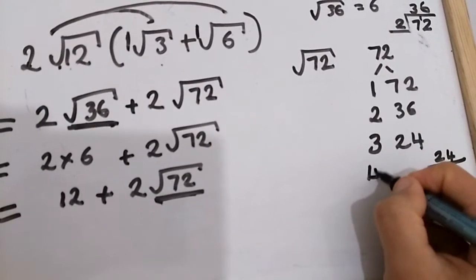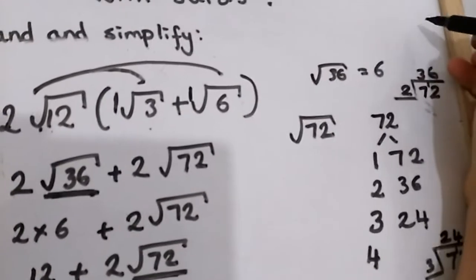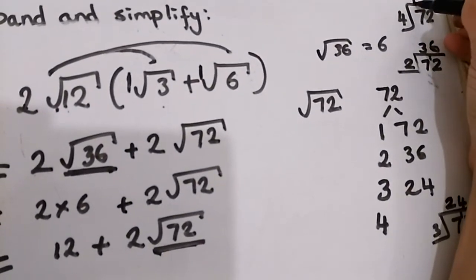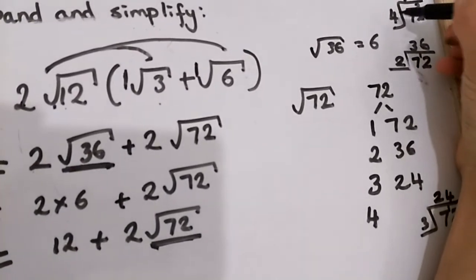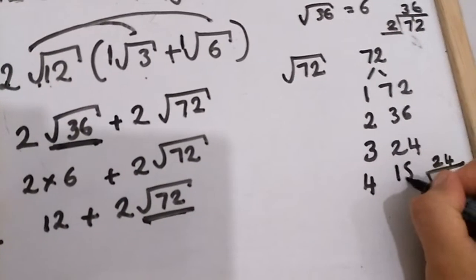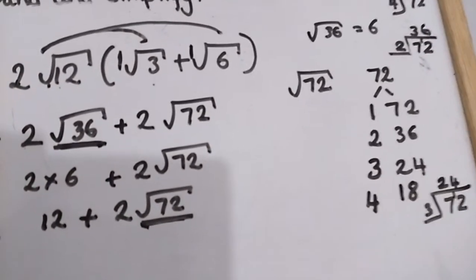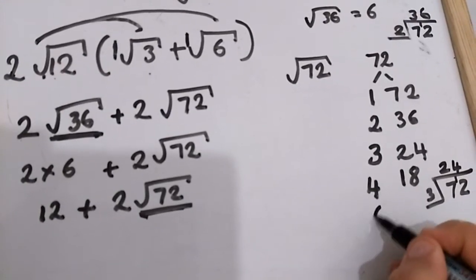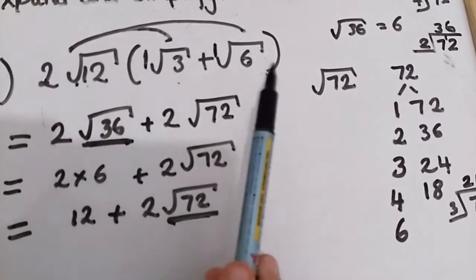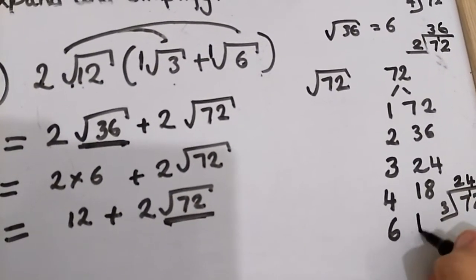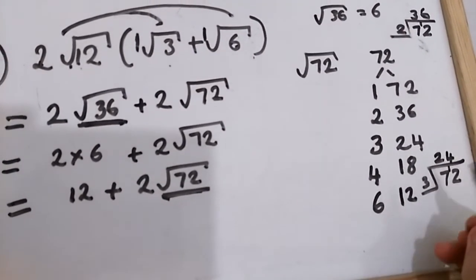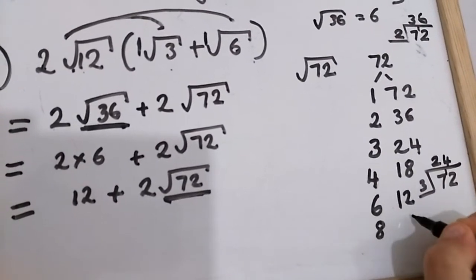How many times does 4 go into 72? Do the division, let's see. 4 into 7 is 1, remainder 3. 4 into 32 is 8, so 4 times 18. 5 won't go in. How about 6? Now, 6 times 12 is 72. So you don't actually have to do the division. So watch out for that. So 6 times 12. 7 won't go in. How about 8 and 9?